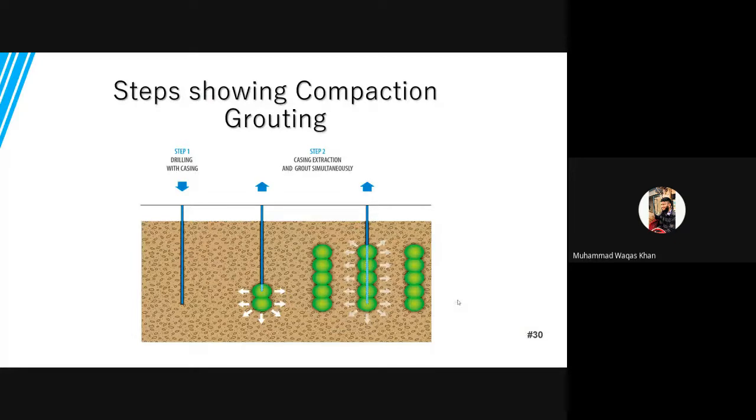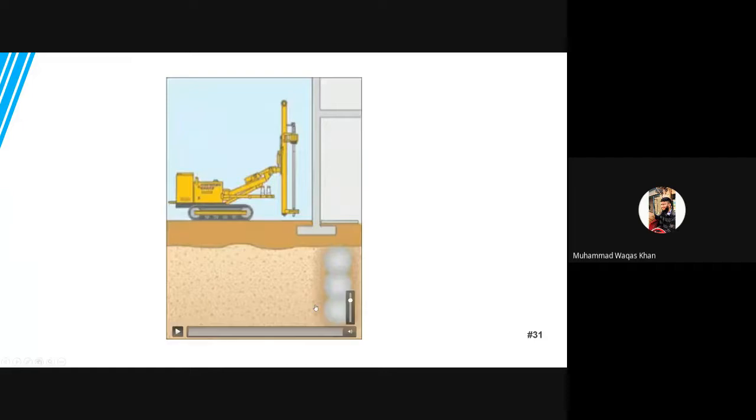Here are the steps showing the compaction grouting. As I discussed earlier, the first step is drilling with casing. The drill is penetrated within the layer of soil and then extracted. While extracting, the grout is simply injected into the soil, as you can see here. Here is the animation showing this procedure. First, the drill is injected deep into the soil layer, and while it is extracted from the soil, the grout is simply placed in the soil layer.